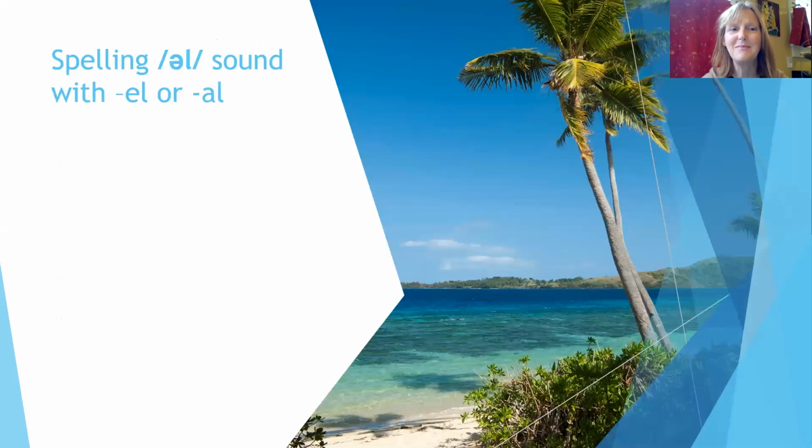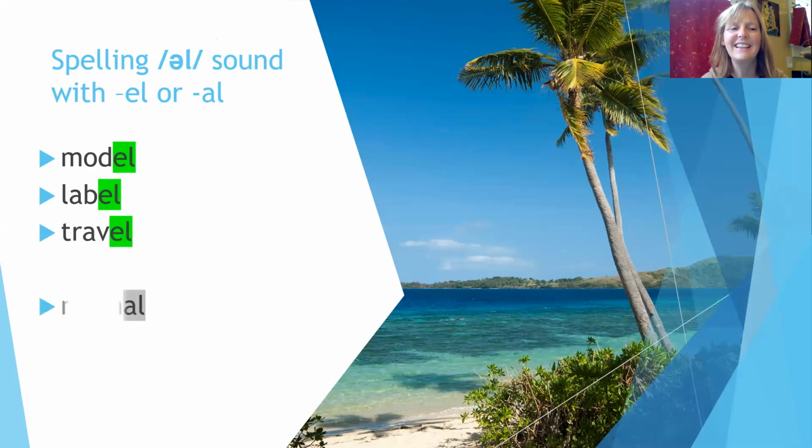Okay, sometimes we're going to spell it E-L or A-L. For example, model. You are a model student. Label. We wouldn't put a label on the, I don't know what we wouldn't put a label on. Travel. We are not traveling very much these days. Travel is fun though. Normal. A-L, normal. These are not normal times.